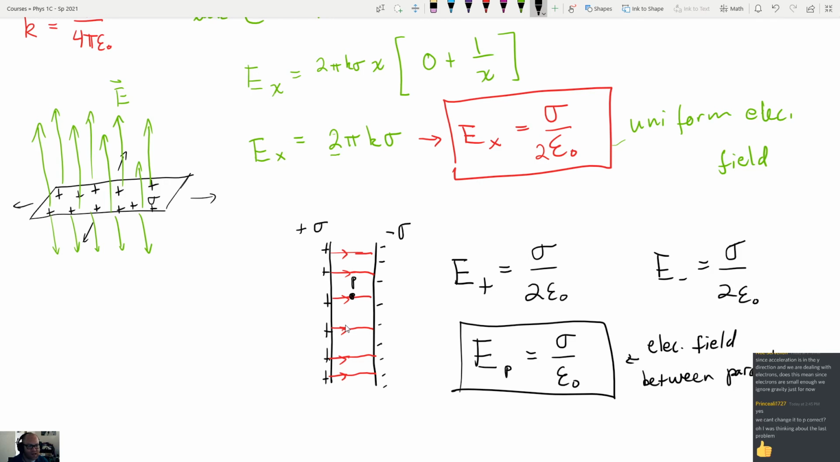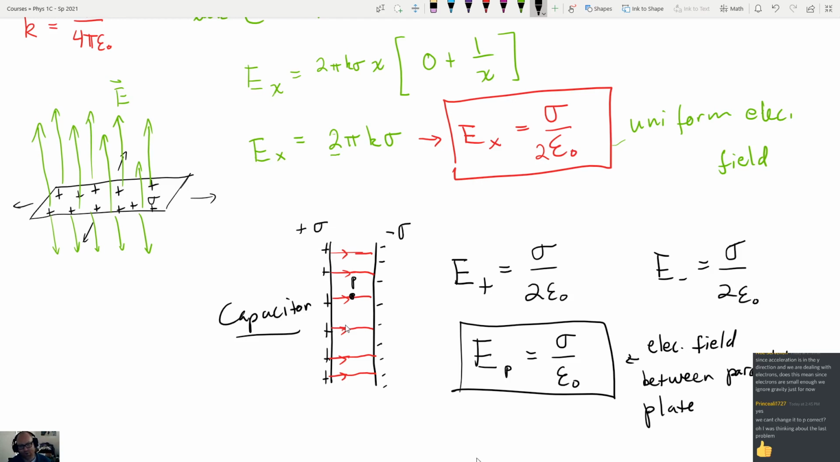We actually call this thing a parallel plate capacitor, and it's something that we'll spend an entire chapter talking about. I think it's chapter 23? Yeah, 23, I think. We call that a capacitor. It's called that because it kind of has this capacity for storing charges, I believe. So, electric field between parallel plates, just sigma over epsilon naught.